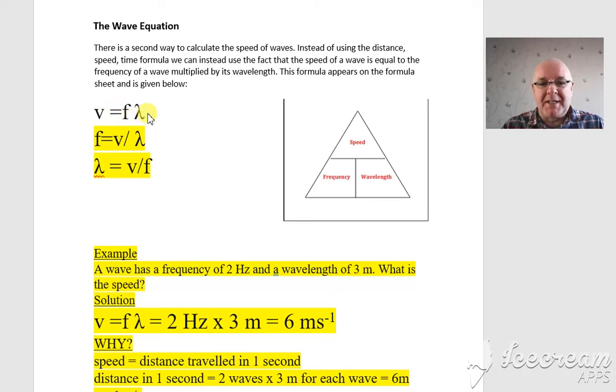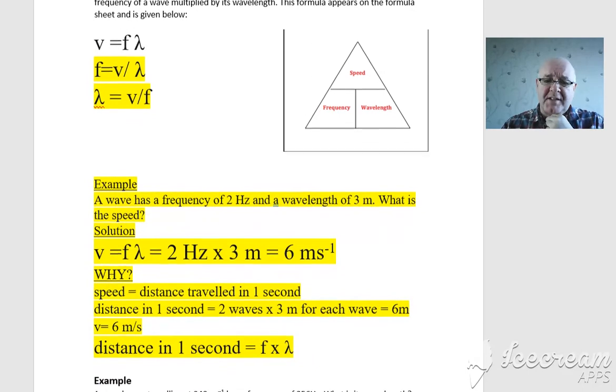Instead of v equals d over t, it's also true that v equals f times lambda. In other words, the wave speed is the frequency times the wavelength. This can be changed into two alternative forms. The first one is frequency is speed over wavelength, f equals v over lambda, and the last one is lambda is v over f. The wavelength is the wave speed divided by the frequency, and you can get that from this triangle over here. Not all of this is in the book, so you can take this down as little notes as we go through this.